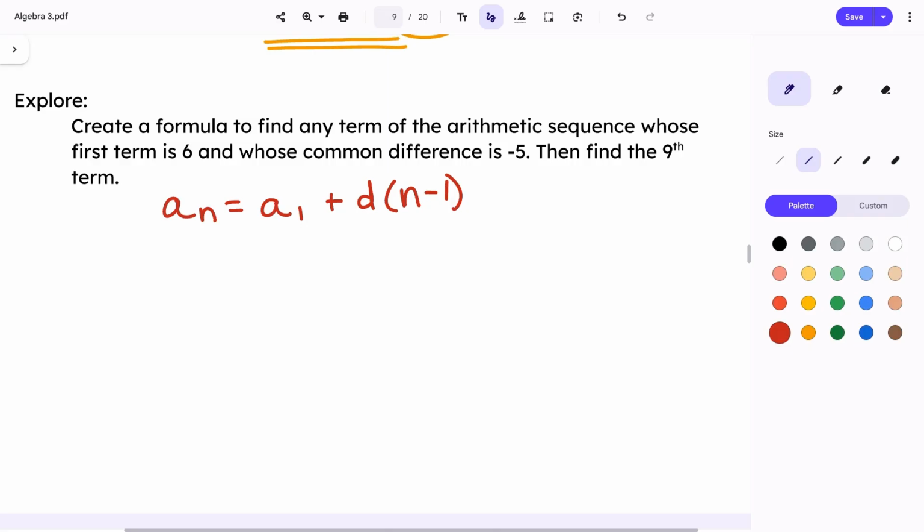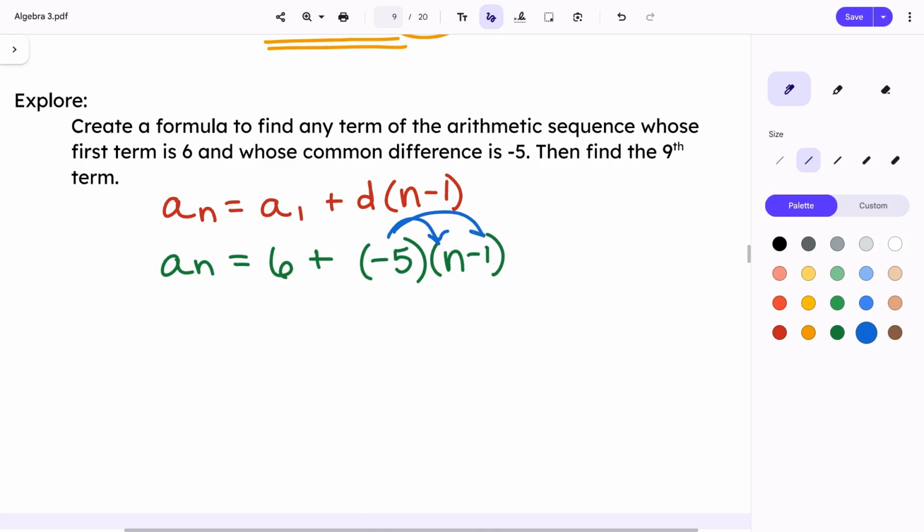All right, what'd you guys put in for the A1? Good, 6. What'd you put in for the common difference? Good, -5. And then this is still times n minus 1. Okay, I would have distributed the -5. So you just want to watch your signs here. So we have 6, and then this would become a minus 5n, and then a plus 5. So if you wrote out your general form, what did it say? Good. -5n plus 11. There's my equation.